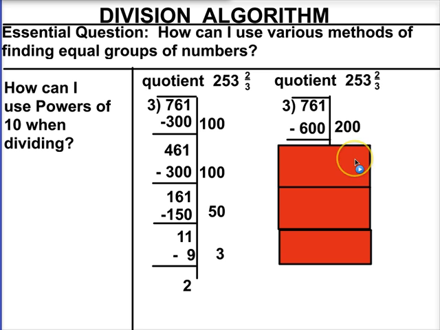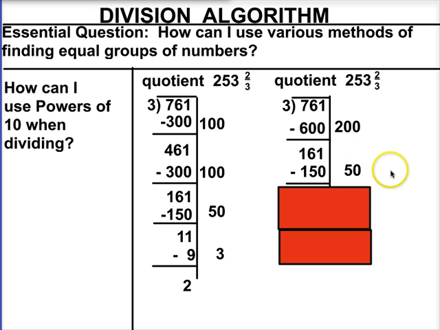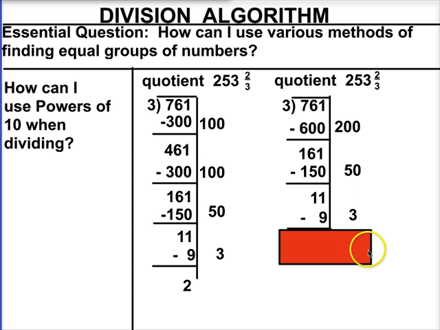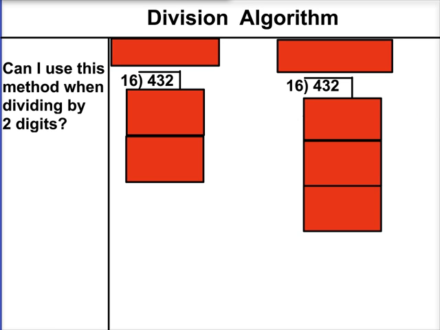So now, the next is going to be 161, subtract 150, exactly the same thing we had here. We're going to have a remainder of 11, and then we're going to multiply 3 times 3 for 9, and the exact same thing. Okay, so now, let's take a look at another example.